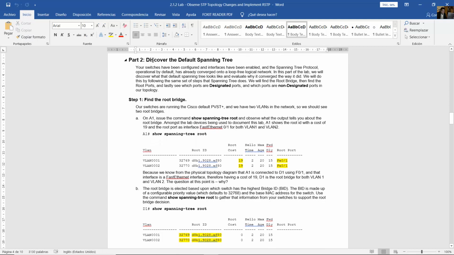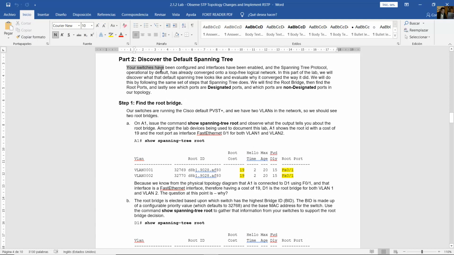Okay, discover the default spanning tree. Your switches have been configured and interfaces have been enabled, and a spanning tree protocol operational by default has already converged onto a loop-free logical network. We will discover what the default spanning tree looks like and evaluate why it converged the way it did.